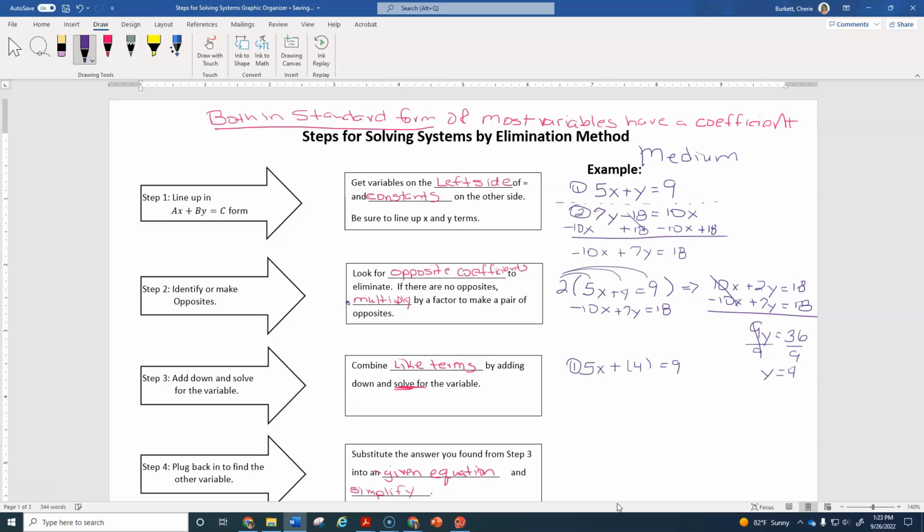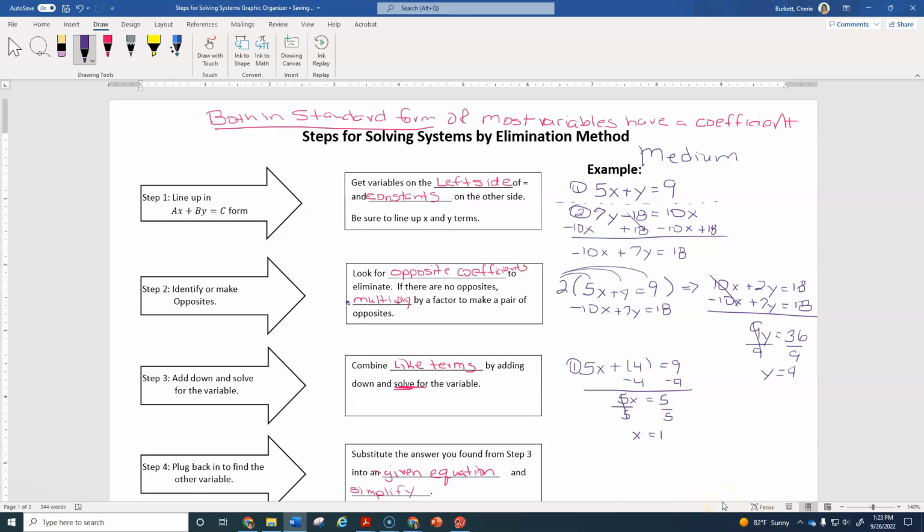And now I'm just going to combine like terms. 5x plus 4 equals 9. Subtract 4 from both sides. And that leaves me with 5x equal to 5. Divide both sides by 5 to get rid of the coefficient. And x is equal to 1.